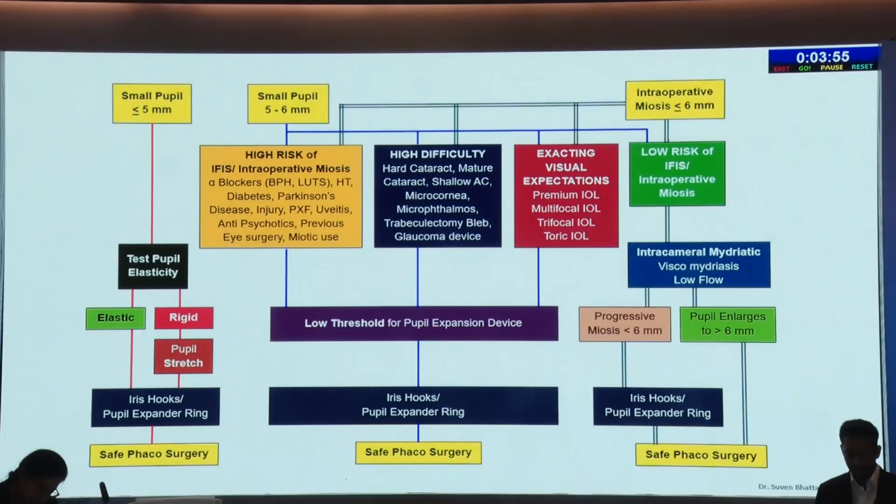These are the ones which need to be handled with care. If it's a low-risk one with low risk of intraoperative miosis, you can choose to use an intracameral mydriatic. If the pupil enlarges, fair and well. If it doesn't, there's progressive miosis, use a device. But for the high risk, high difficulty, and exacting visual expectations, there is no second thought. You straight away go ahead and use a device because you want a safe surgery.